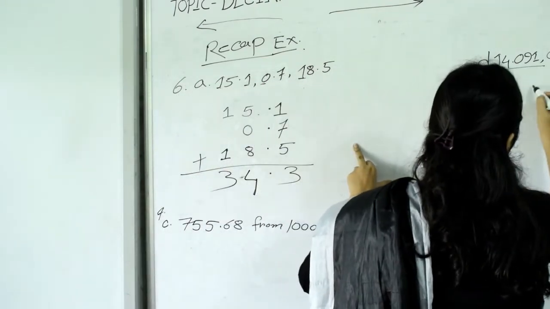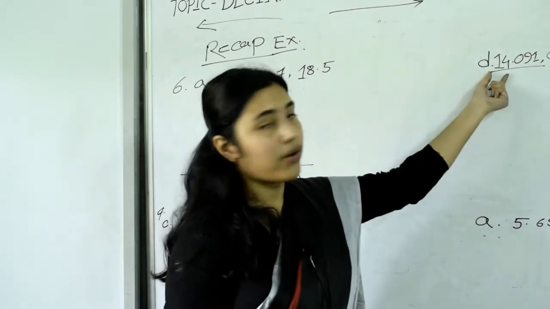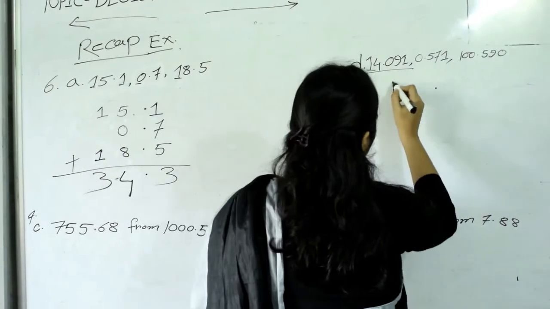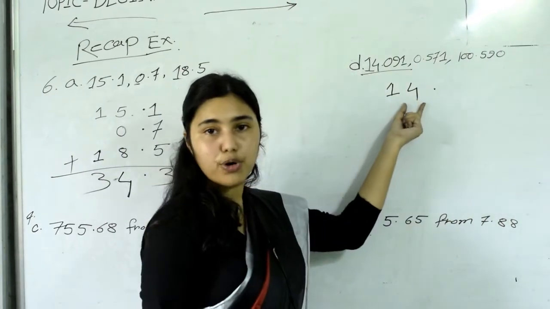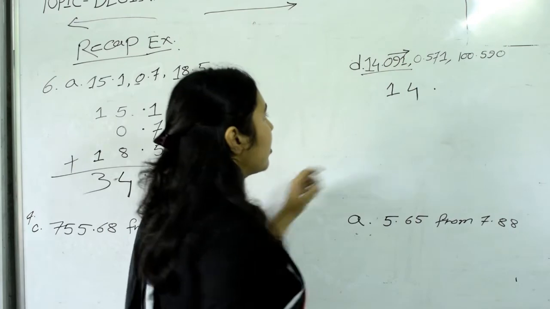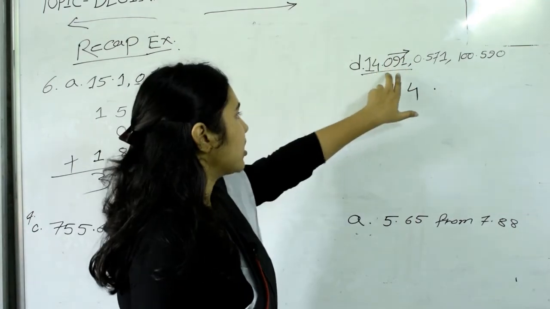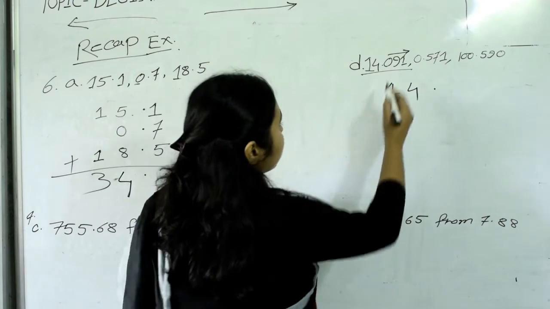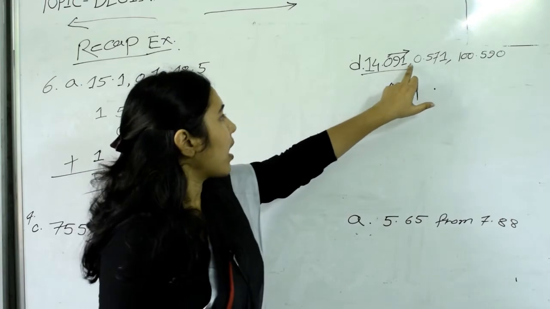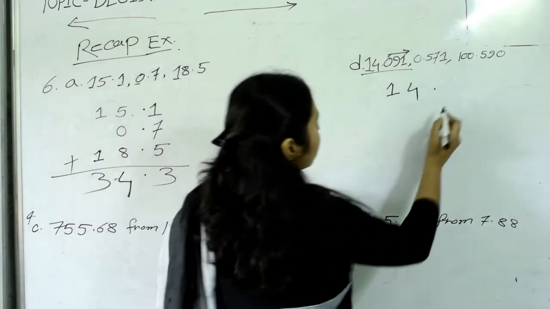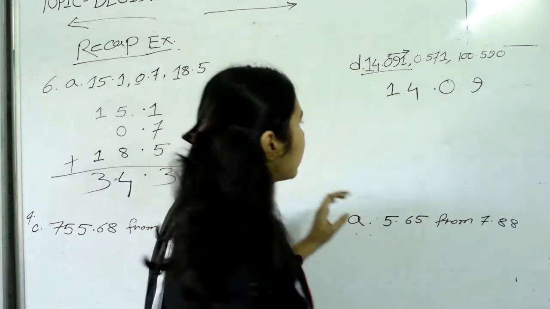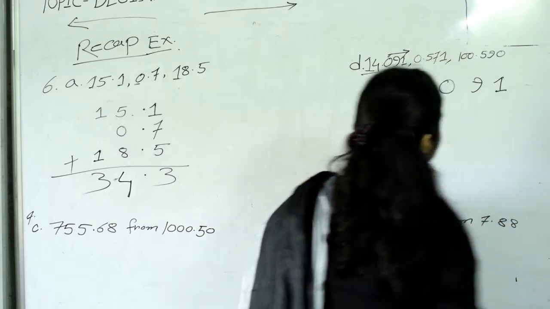Next, place this point. So 14.091, which means 1 tens, 4 ones. Here after this decimal point we have 3 digits, right? This part is our decimal part. 3 digits means the first one is the tenths digit, the next one is the hundredths digit, and the last one is the thousandths digit. So first 0 in the tenths place, next 9 in the hundredths place, and next 1 in the thousandths place.